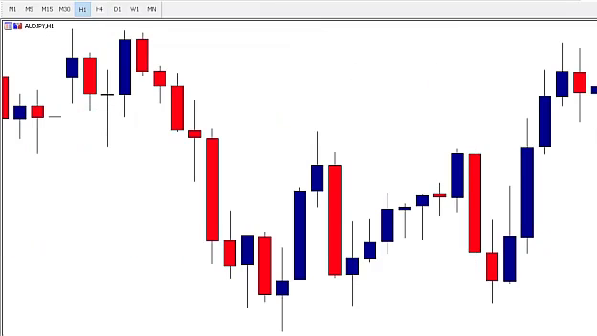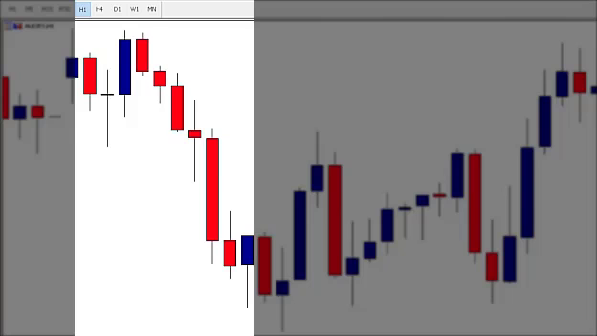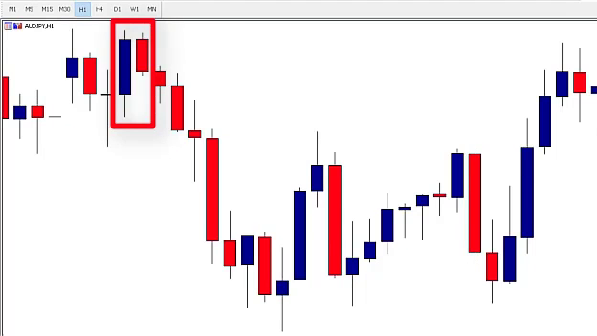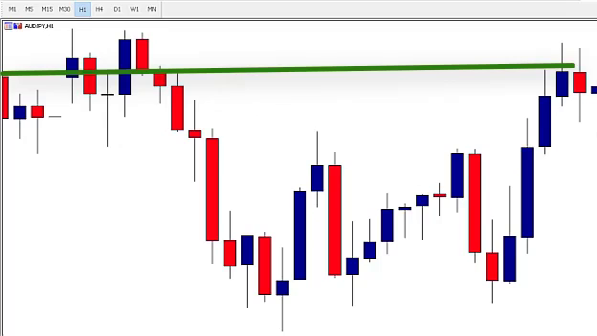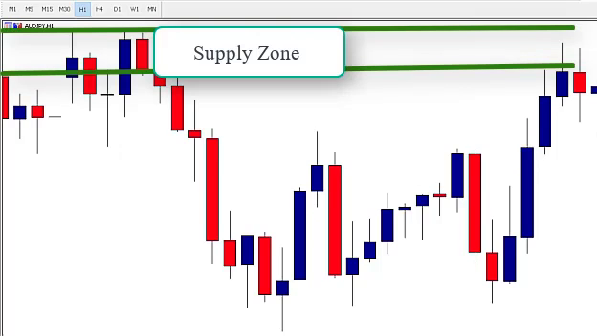This is another example on the Aussie JPY one hour chart. As you can see, this is a supply zone and this is a bearish inside bar that can be used as a basing candle. So to draw the supply zone, you draw the proximal line at the close of the inside bar and the distal line at the upper shadow of the mother bar. And as you can see, when the market returned to test the zone, it was rejected.